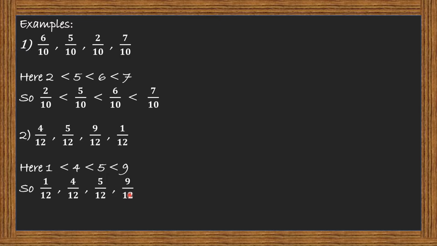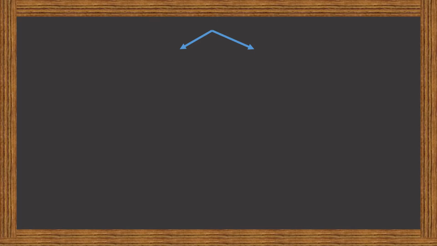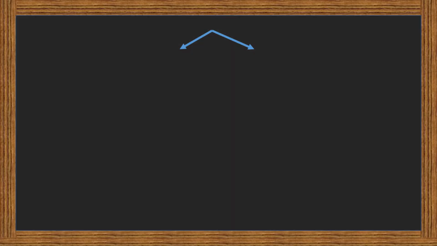This is how we have to compare the like fractions. Like fractions means the fractions with the same denominator. Okay. So now let's take the next type. In the next type, what do we have to see?